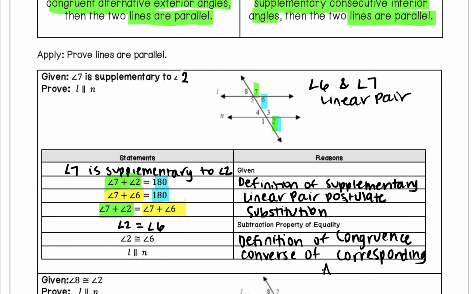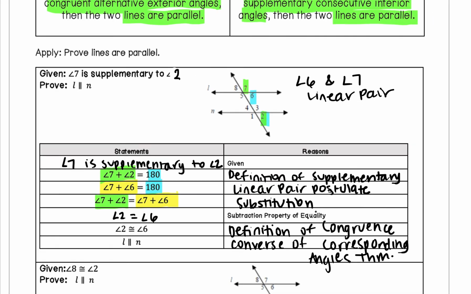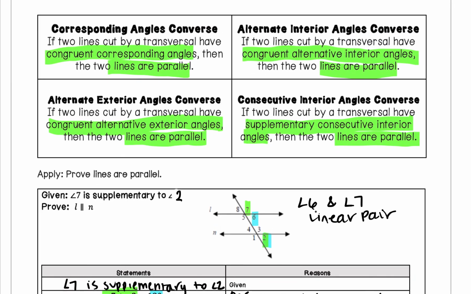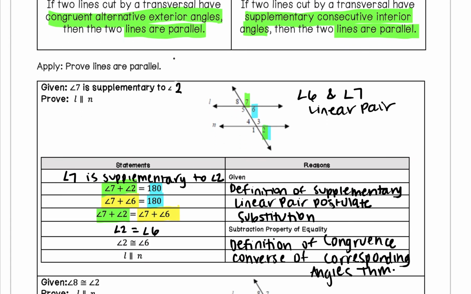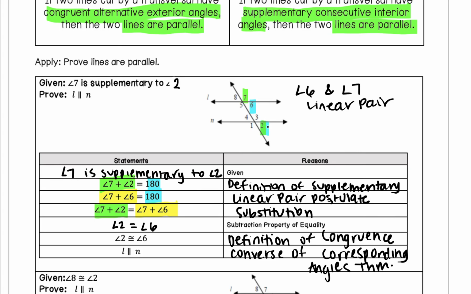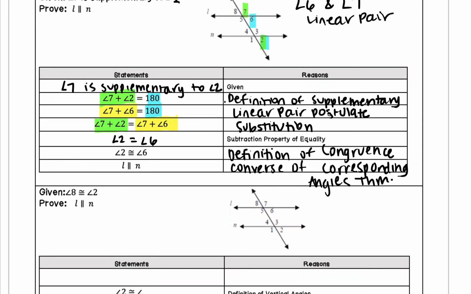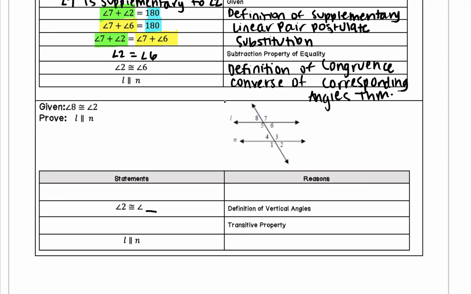Because we knew the angles were congruent, we're allowed to prove that the lines are parallel, and that is from the converse of the theorem, not just the theorem itself, but the converse that states that if two lines are cut by a transversal and they have congruent corresponding angles, then those two lines have to have been parallel. So since 2 and 6 were congruent, then L and N must have been parallel. So if you'd like to try the one below on your own, go ahead. I'm going to go through it now.